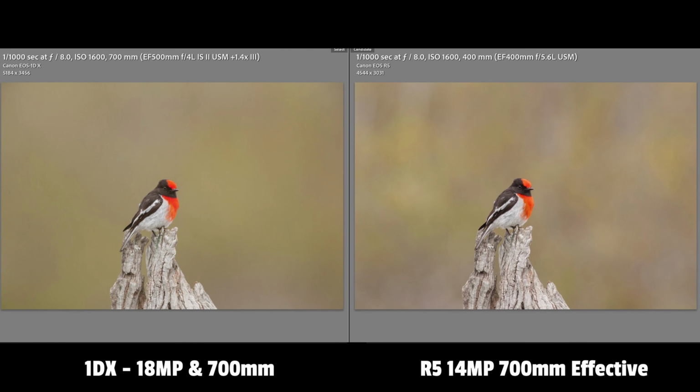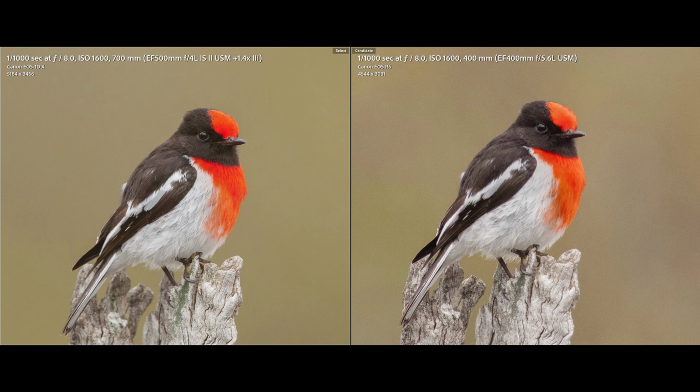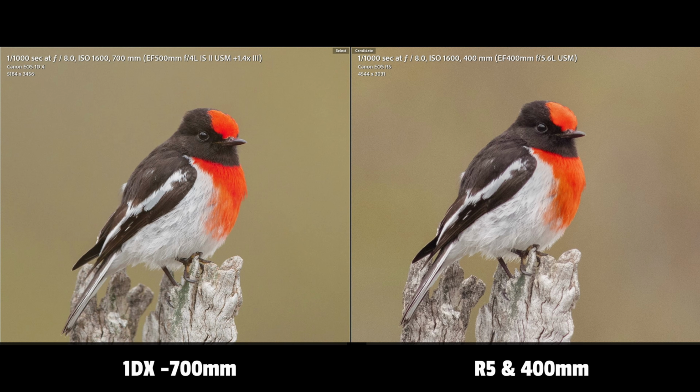So I've now cropped them to the same field of view. The 1DX is still 18 megapixels. The R5 is now around 14 megapixels. All right, so here's the zoomed in versions. Can you tell which is which? I was actually pretty surprised with just how well the R5 and 400 combo competed with that 700mm lens. Sure, the background looks different, but the details in the bird look almost identical. And overall, there's not that much of a difference between the two. It shows just how much of an advantage that 45 megapixel sensor is.